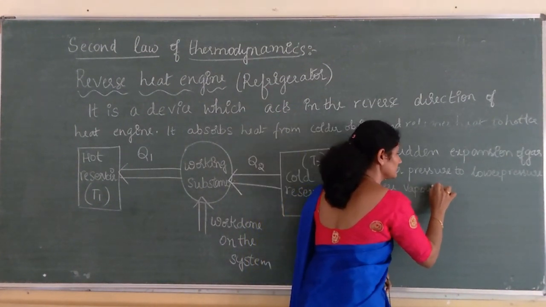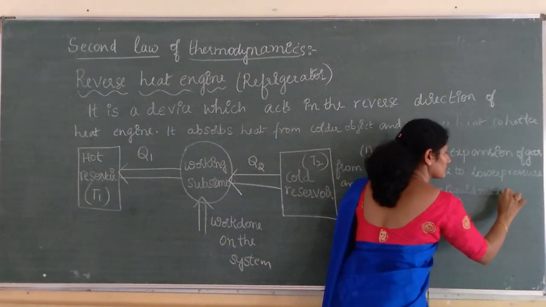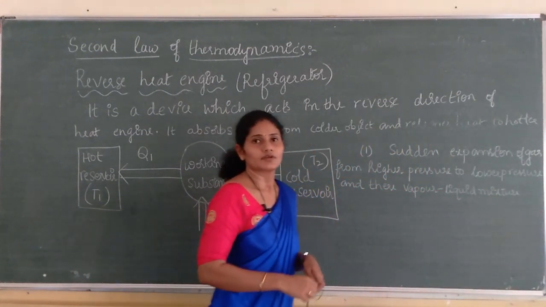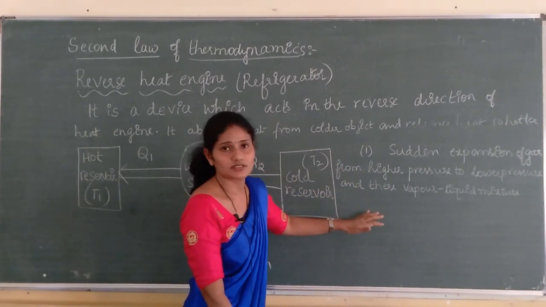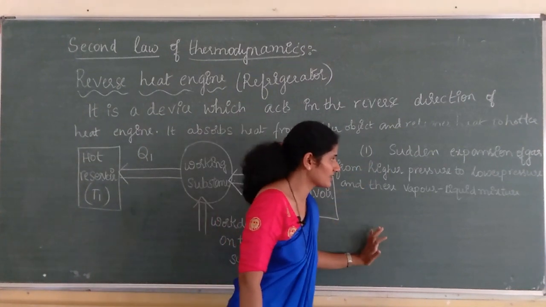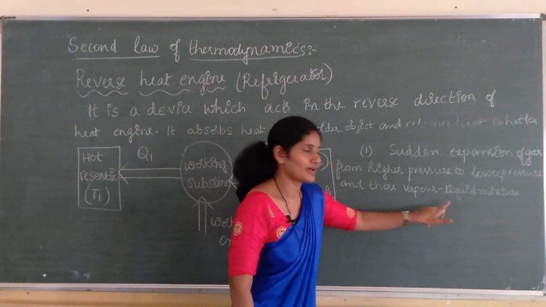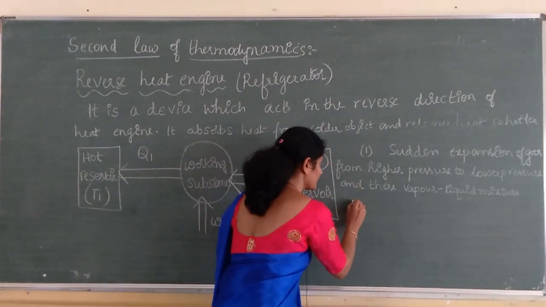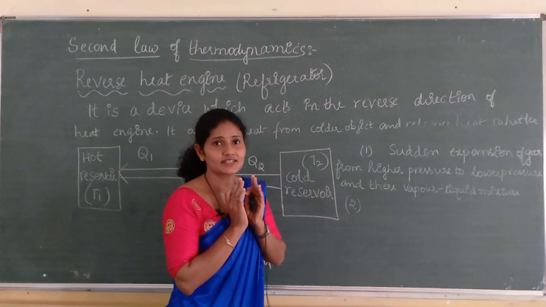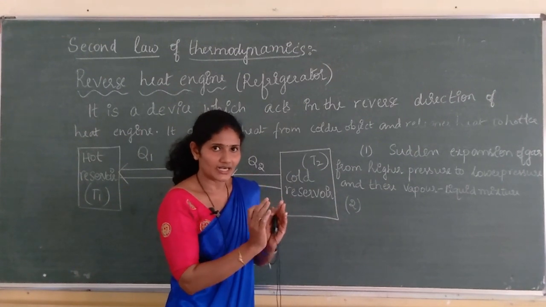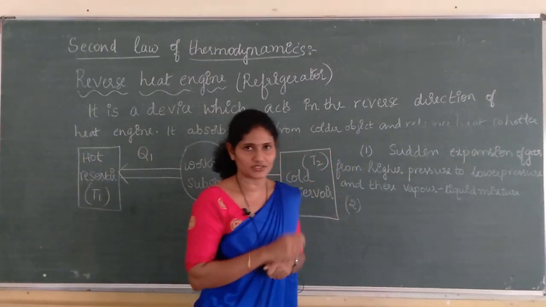So, on sudden expansion of gas from higher pressure to lower pressure, there is a vapor liquid mixture. When the gas cools, its state changes, or when the temperature decreases, vapor may be transformed into vapor liquid mixture. This is the first point. Second point is, when the gas enters the refrigerator, it expands suddenly, so temperature falls, so it is converted into vapor liquid mixture. After that, what happens?